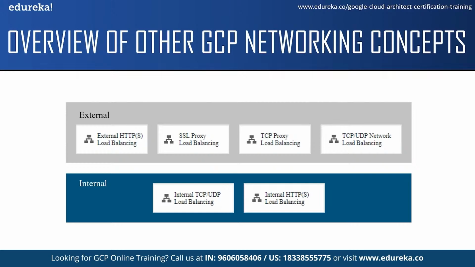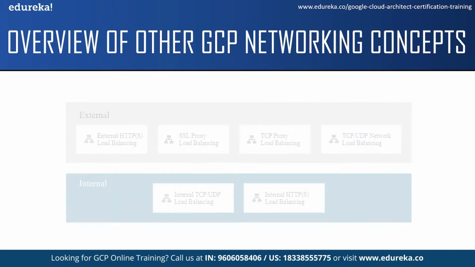The next factor is external and internal load balancing. An external load balancer distributes traffic coming from the internet to your Google Cloud VPC network. An internal load balancer distributes traffic to instances within the GCP network. And the last factor you need to keep in mind is the type of traffic that you need a load balancer to handle, such as HTTPS, TCP, or UDP traffic. Now this was brief information about Google Cloud load balancing. Let us move on to the next topic and understand what the Cloud DNS service is.